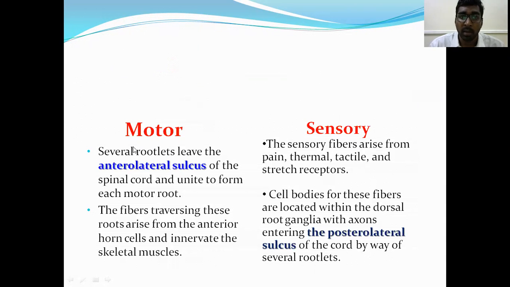Motor: several rootlets leave the anterolateral sulcus of the spinal cord and unite to form each motor root. The fibers traversing these roots arise from anterior horn cells and innervate the skeletal muscles. And sensory: these sensory fibers arise from pain, thermal, tactile, and stretch receptors, mainly via the spinothalamic tract and dorsal column. The cell bodies for these fibers are located within the dorsal root ganglia, with axons entering the posterolateral sulcus of the cord by way of several rootlets.